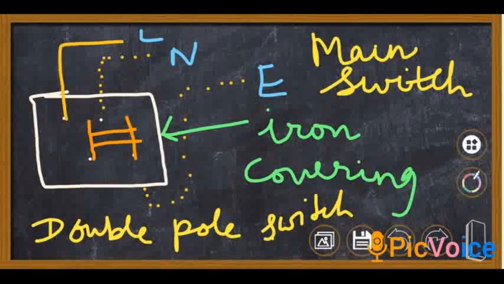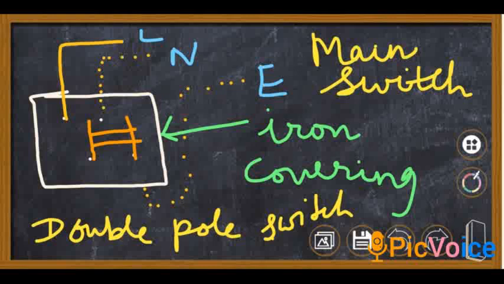After the kWh meter, there is a main switch. Now main switch is a double pole switch. Now what do you mean by a double pole switch? A double pole switch is that which works in 2 ways. One is it acts as a switch on and off, and second it also controls. How it works, we will see that.